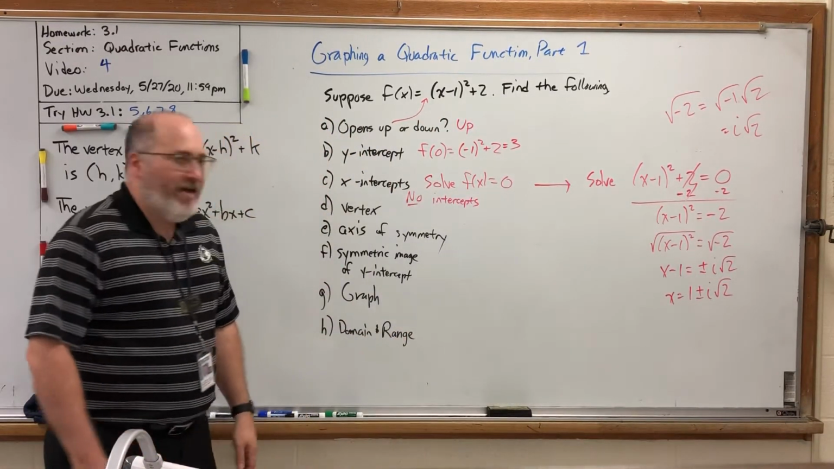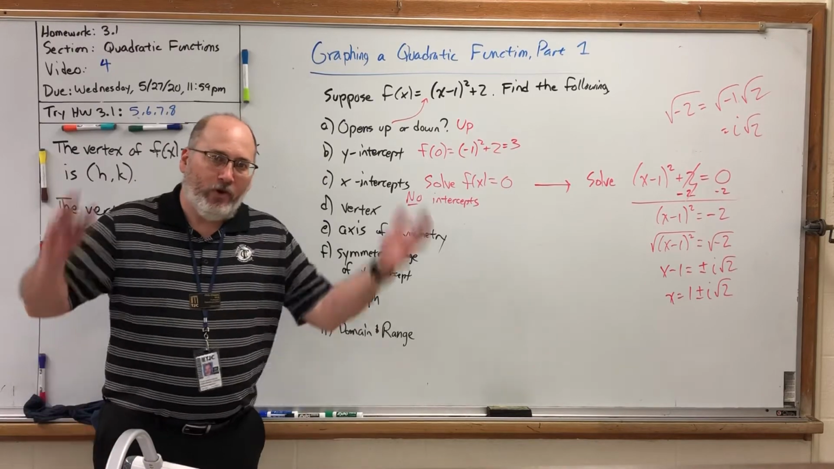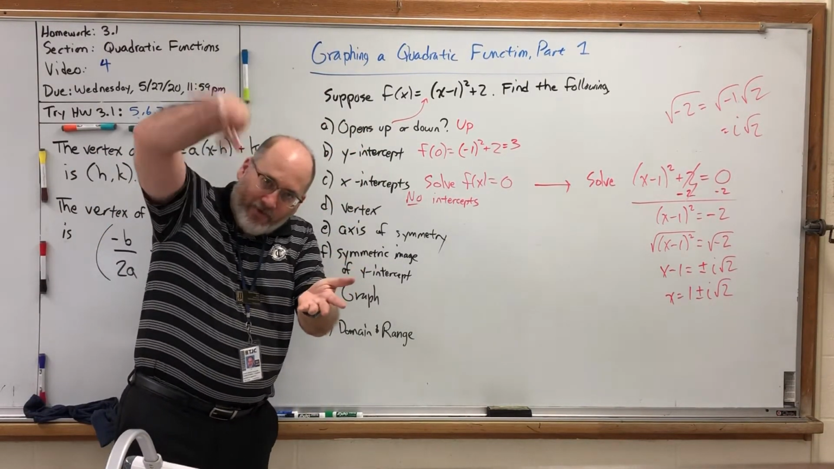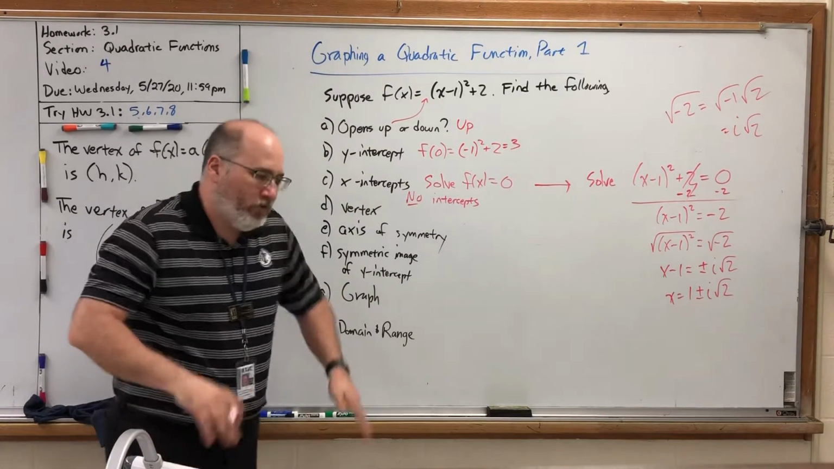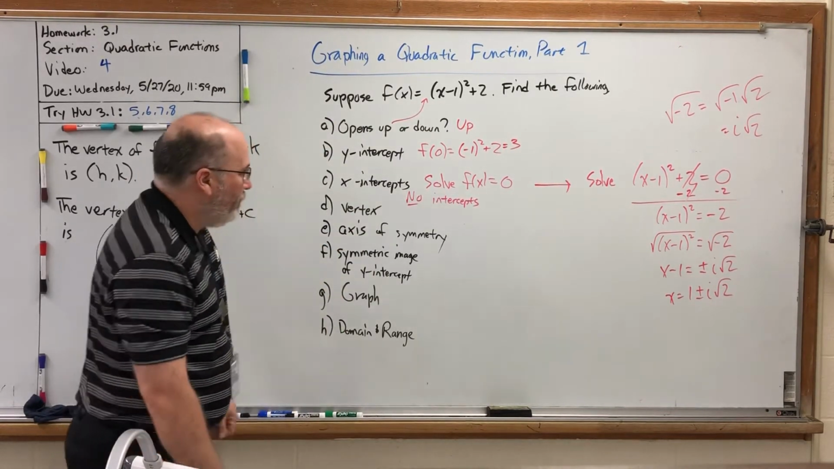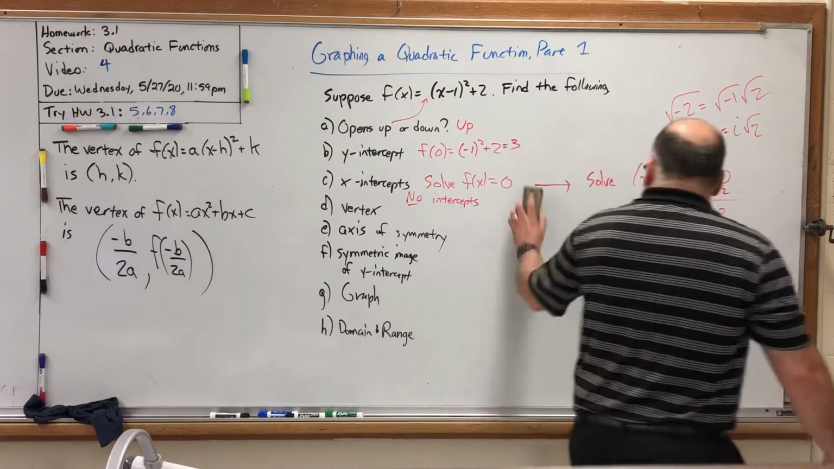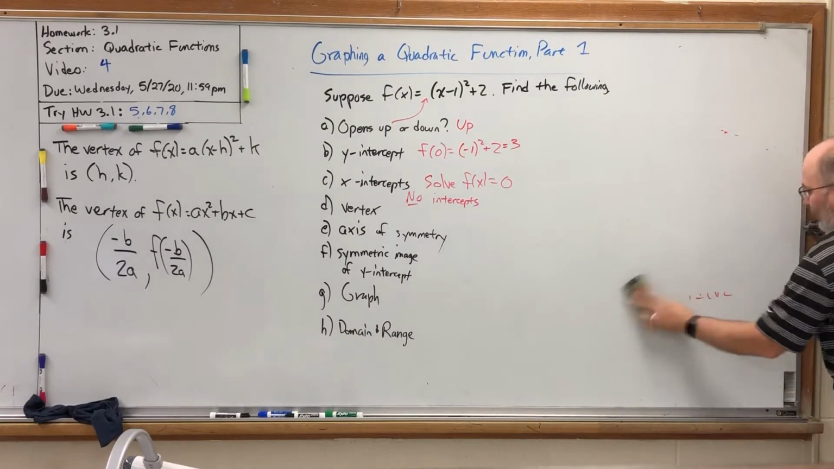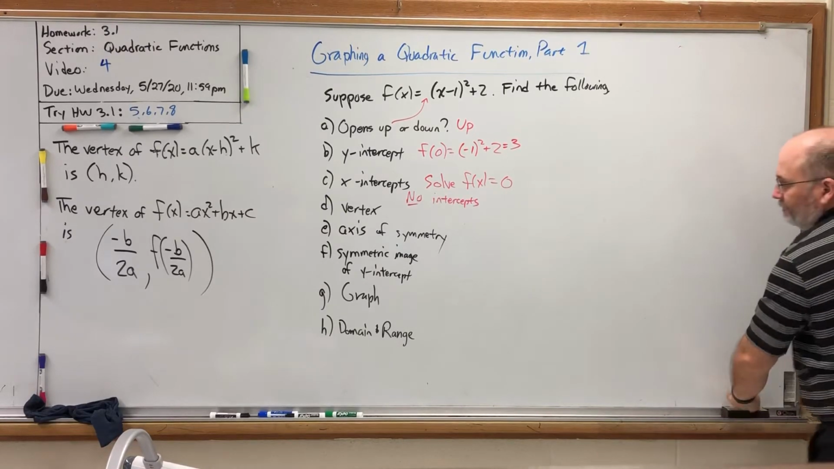Wait, a parabola can have no x-intercepts? Sure, if it opens up and you raise it high enough, then the vertex doesn't reach all the way down to the x-axis. Or vice versa, if it opens down and it's low enough. So that's going to happen sometimes. And that's going to make this a little tricky to graph because we have no x-intercepts. But let's just keep going.